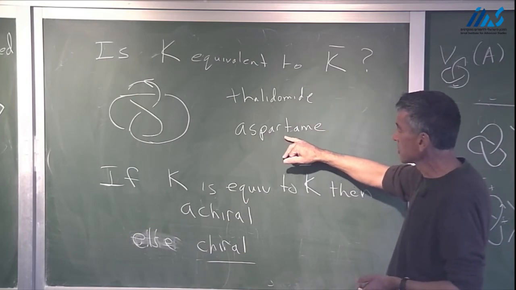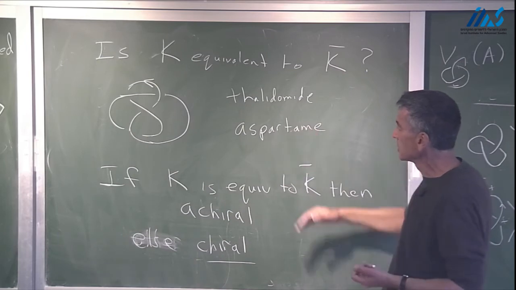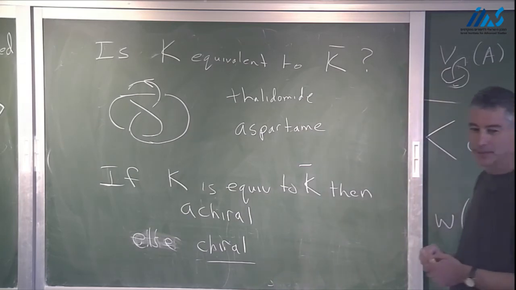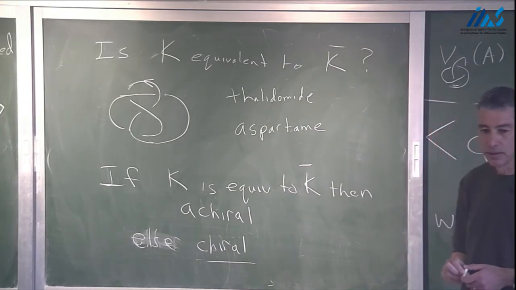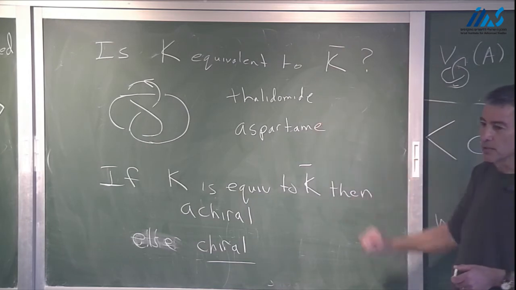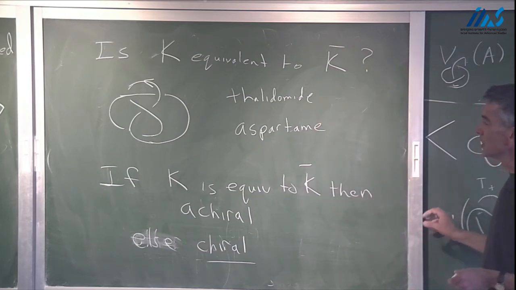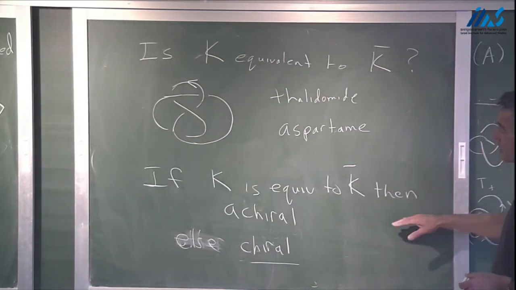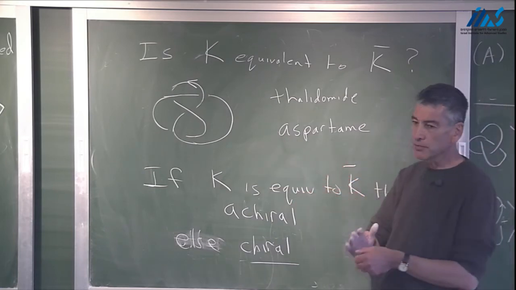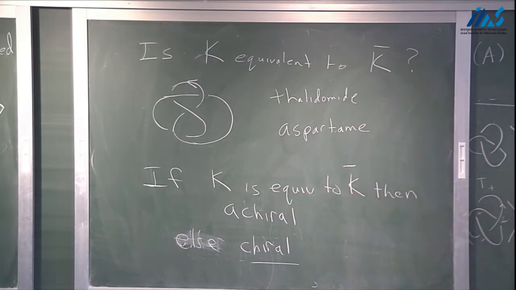Aspartame is this artificial sweetener. One of them, the left-handed one maybe, is 100 times sweeter than sugar. The right-handed one is extremely bitter. Chemists and biologists are quite interested in ways of detecting whether things are chiral or not. If they're achiral, if they are equivalent to their mirror images, then in the manufacturing process you don't have to worry about distinguishing one from the other.